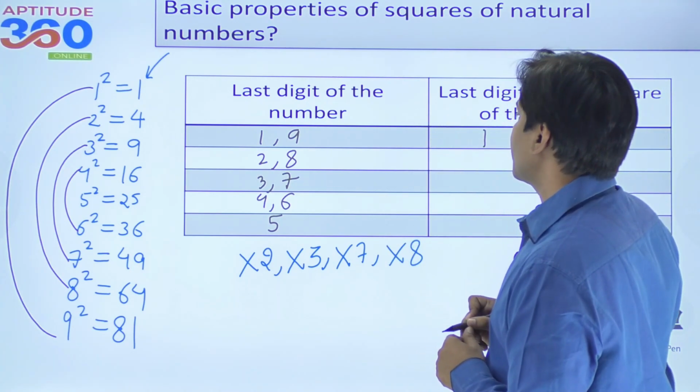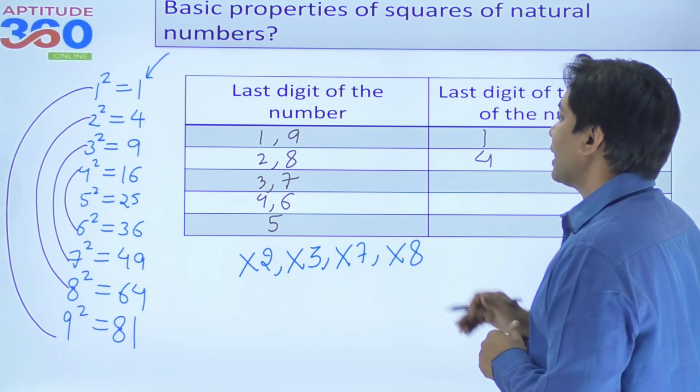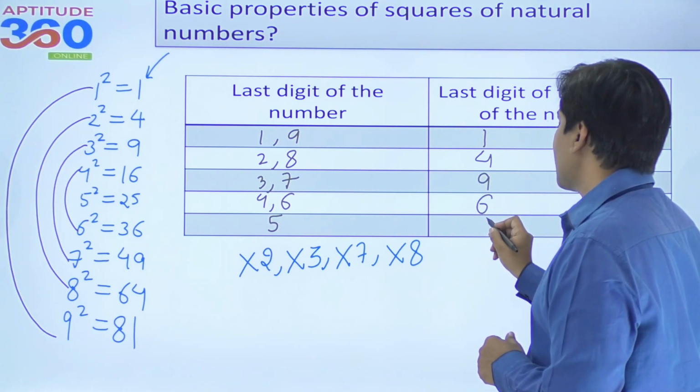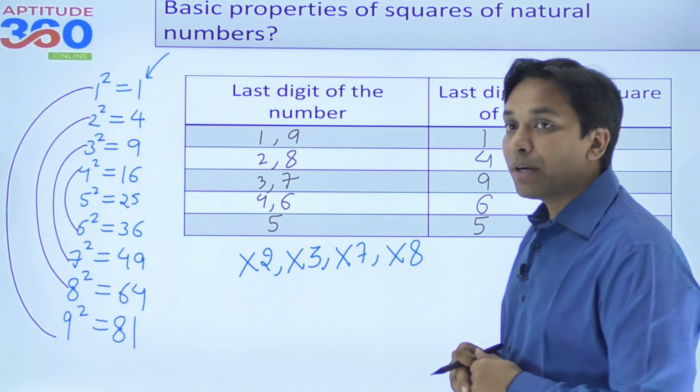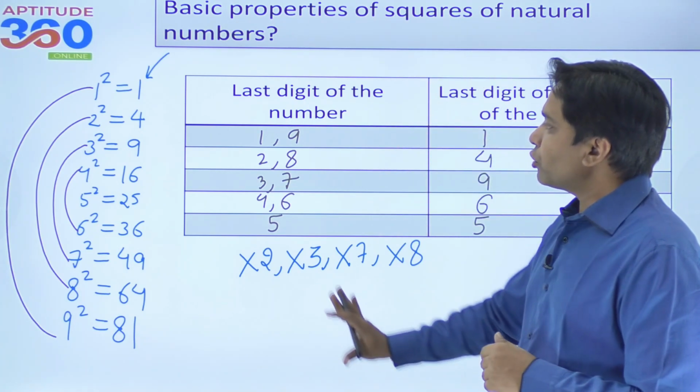1. Did you understand this? 4, right? And then this is going to be what? 9. And then this is going to be 6. And this is going to be 5. As simple as that. So having said that, if you have understood, what did I say?